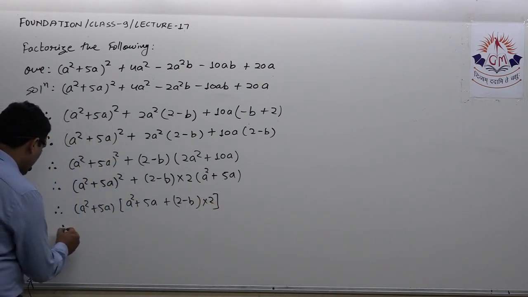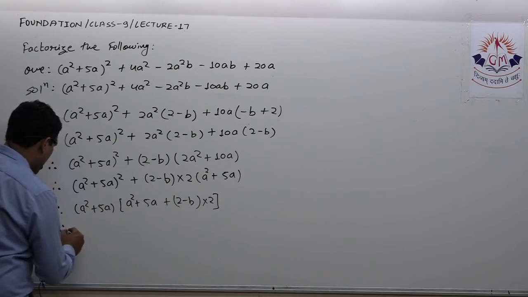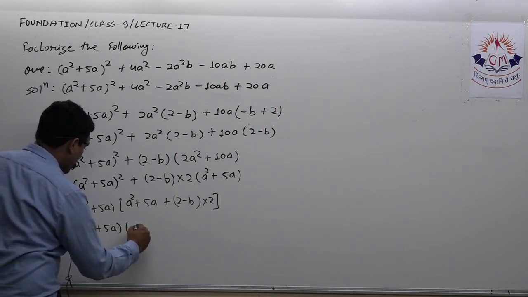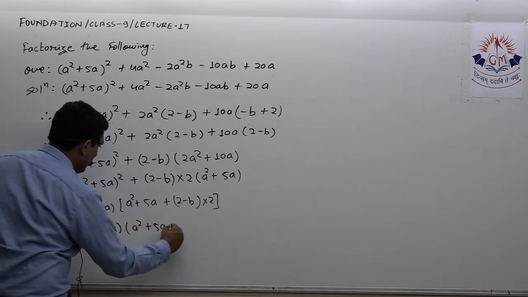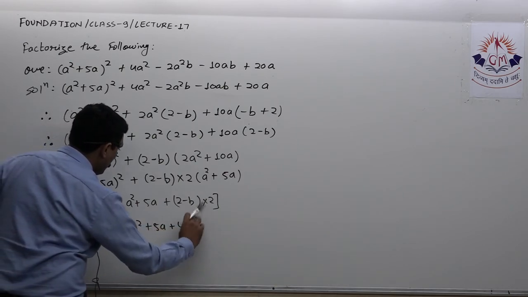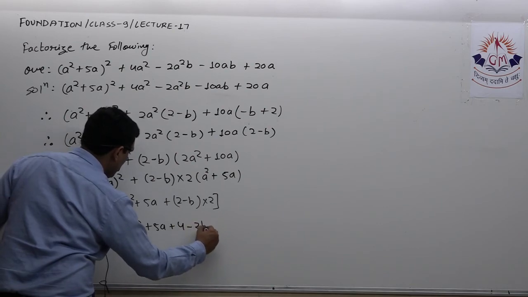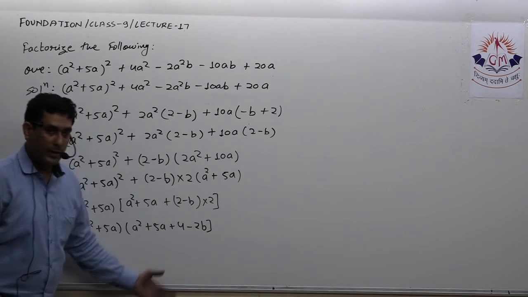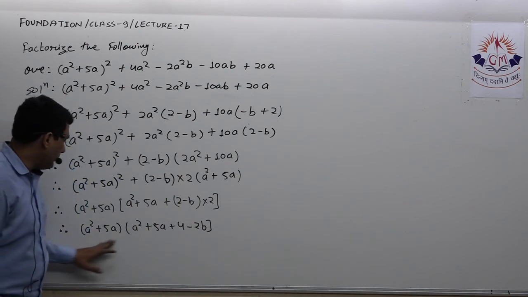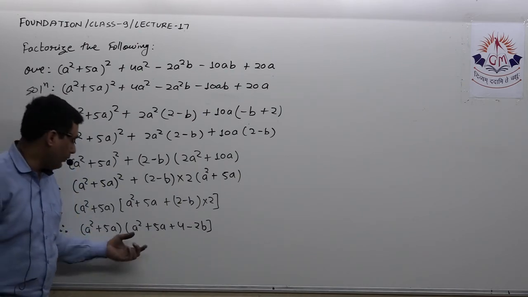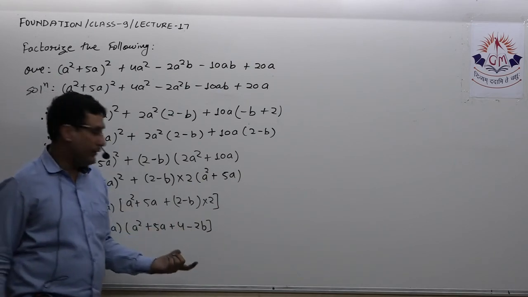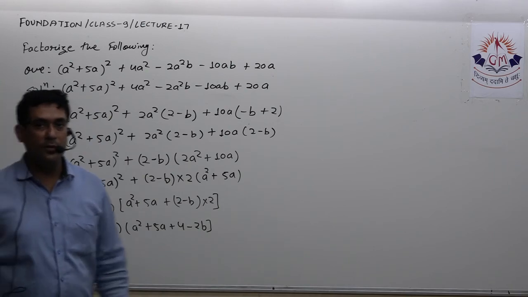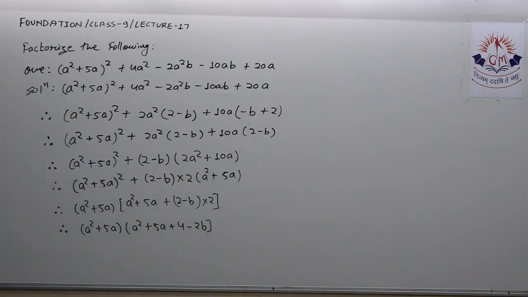And finally, when I multiply this 2 with this, I will get a square plus 5a plus 4 minus 2b. Okay, so this is one more way, and I hope you can see that these two factors, what we got here and what we got in the previous method, both are same. So please note it down, then we'll see the next question.